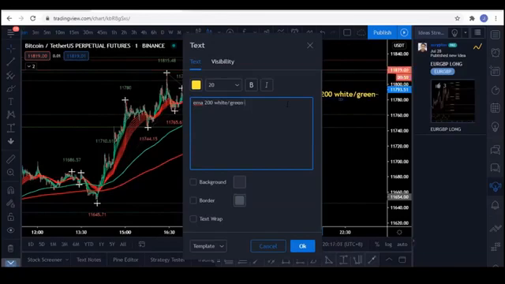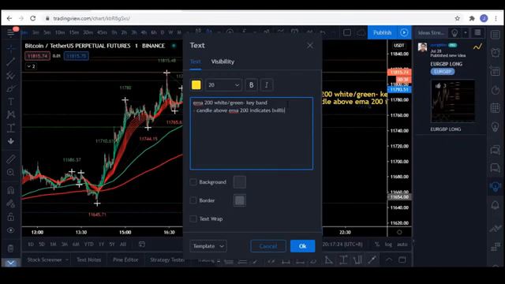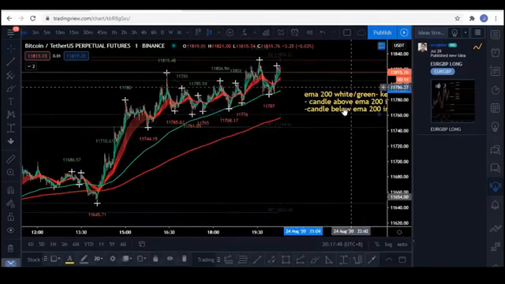So this is our key band. A candle above EMA 200 indicates a bullish bias, and a candle below our EMA 200 indicates a bearish bias. So you can note that.